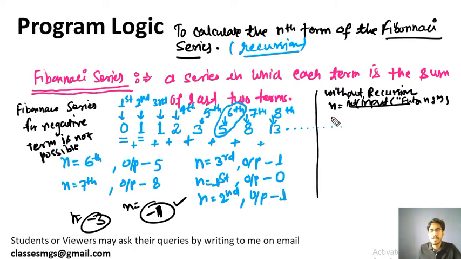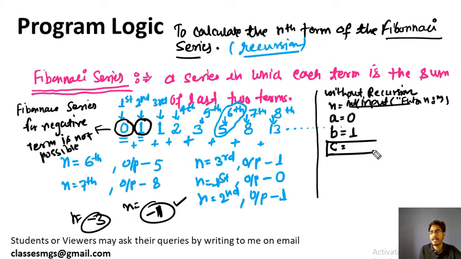Let's suppose n is positive, then if n is 0, what should we do? We will create two variables, because let's suppose a will have 0 and b will have 1. These two terms are fixed because there is no term on the left side in negative numbers. That's why these two terms are fixed. a has 0, b has 1. Now, let's suppose we have some variable c. I will tell you why I have created this variable c. Now let's suppose the user enters the value. I am writing the code here.